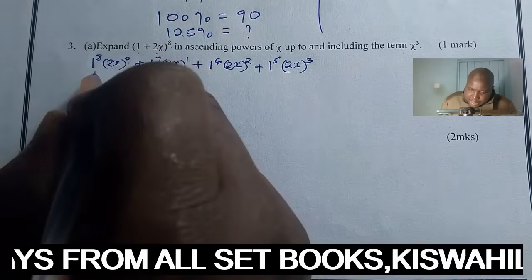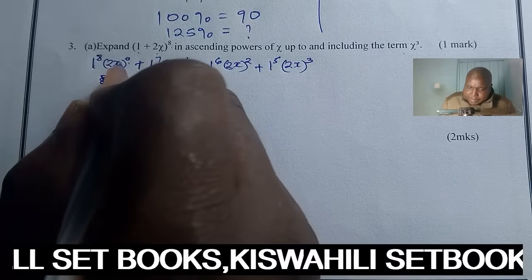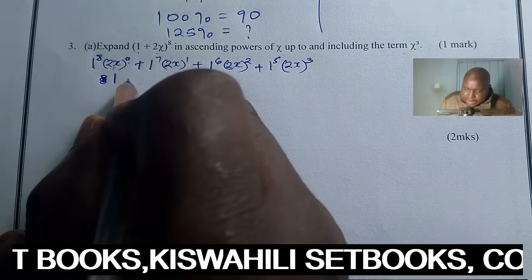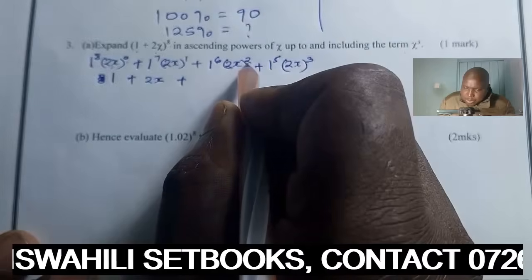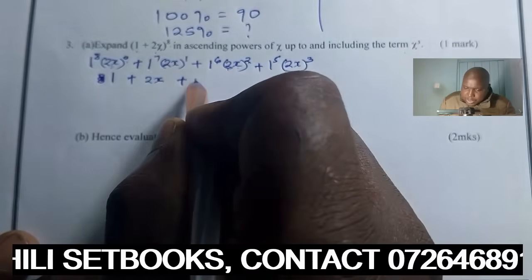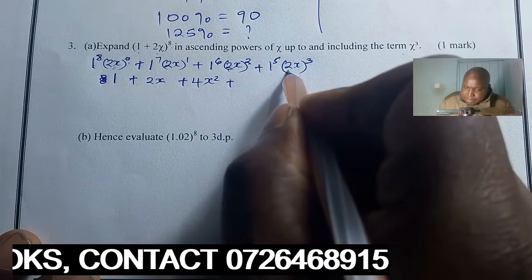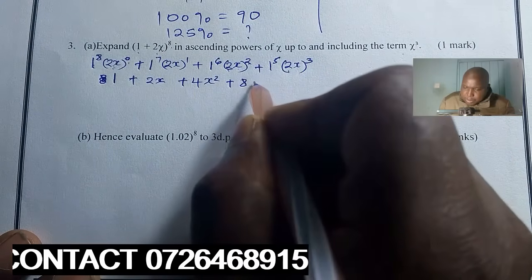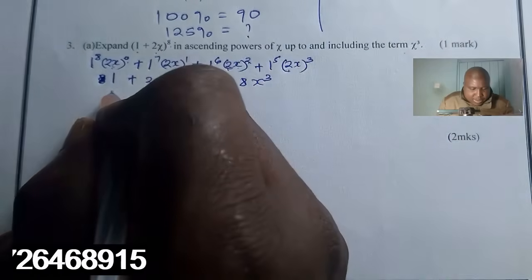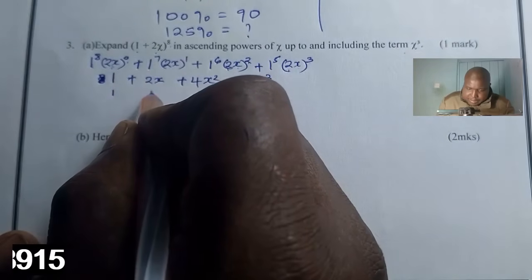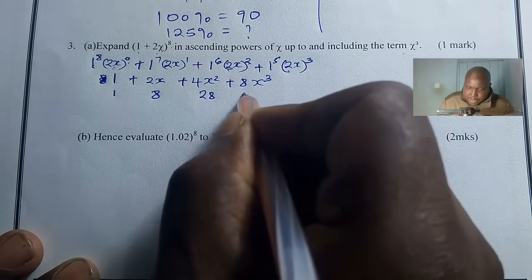So this is actually 8, this is 1, any number raised to power 0 is 1, plus 2x, plus this is 4x squared, plus this is 8x cubed. Now remember to put the coefficients. The coefficients are 1, 8, 28, 56.